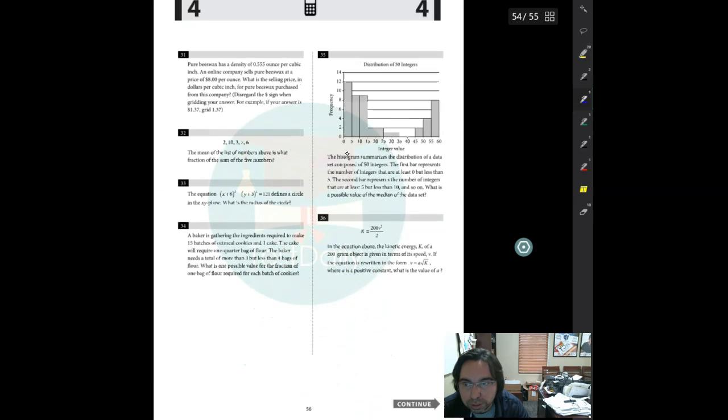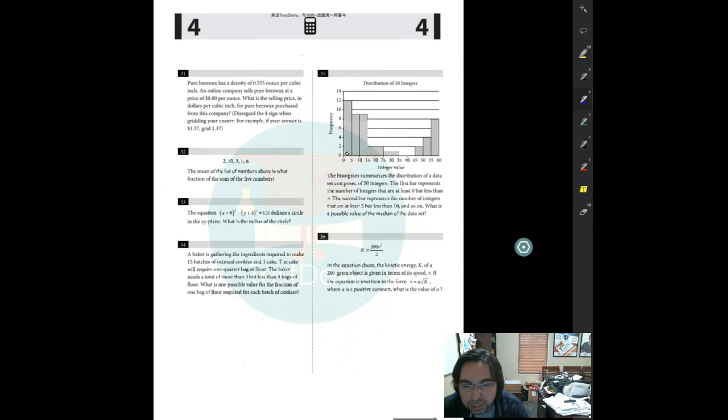All right, number 31, as we look at this, it is telling us that pure beeswax has a density of 0.5 ounces per cubic inch. An online company sells pure beeswax at a price of $8 per ounce. What is the selling price in dollars per cubic inch? So we want to be in dollars per cubic inch for beeswax purchased from this company. So this is just a rates problem.